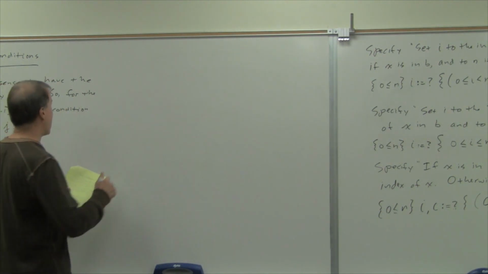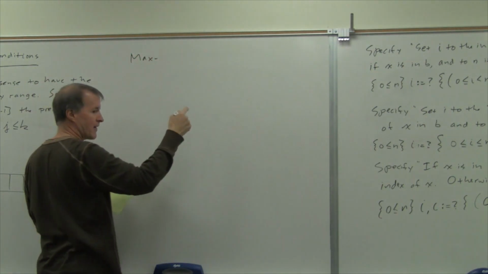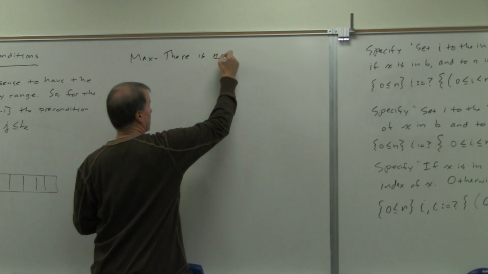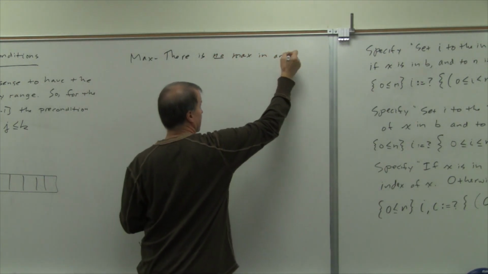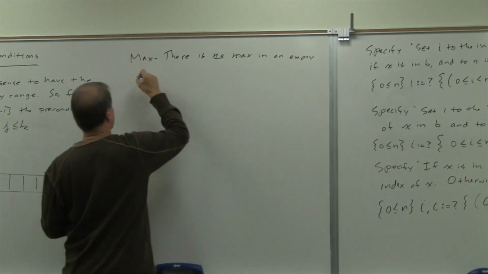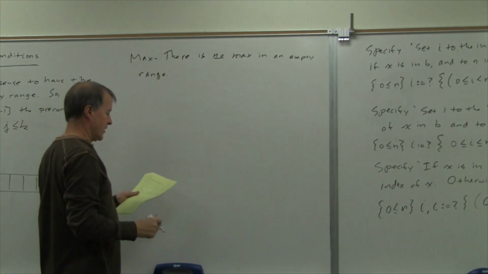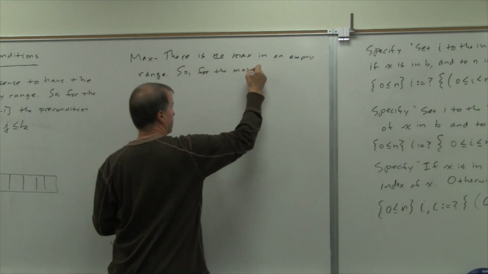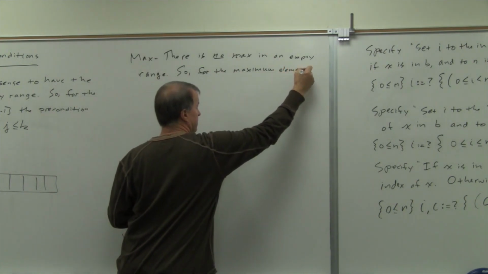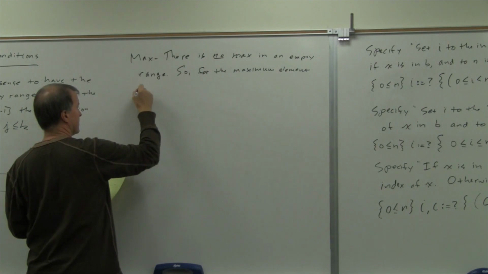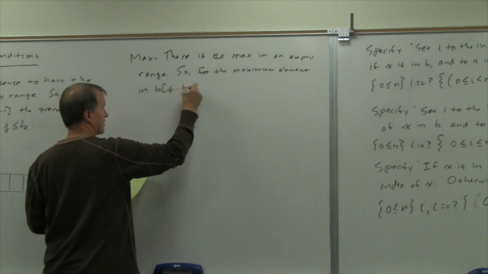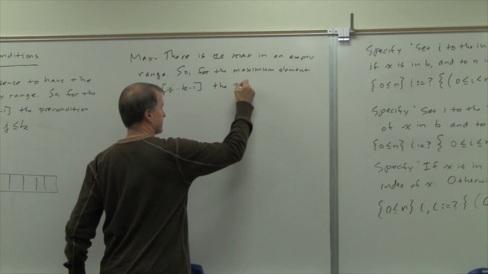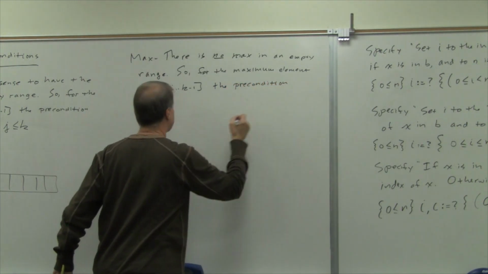Are you with me? So for max, if you have a problem where you're trying to find the max or specify the max, there is no max in an empty range. That's the point. There is no max in an empty range. Okay? So for the maximum element in B j dot dot k minus 1, the precondition should include what? J is less than K.